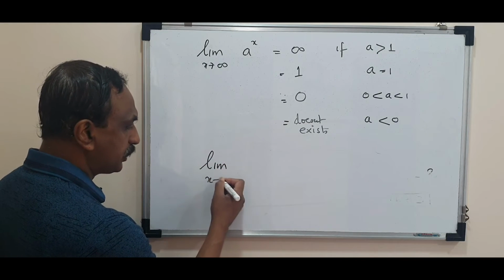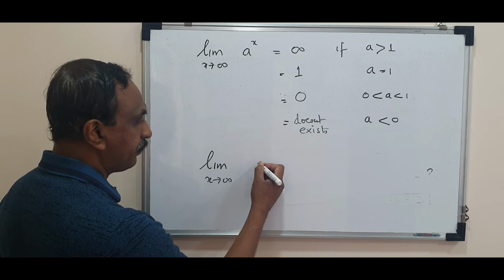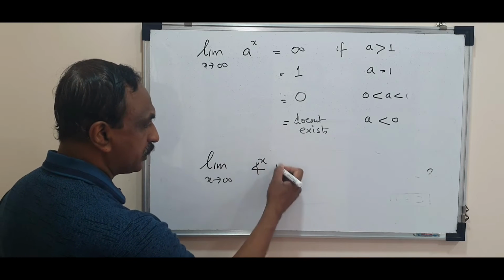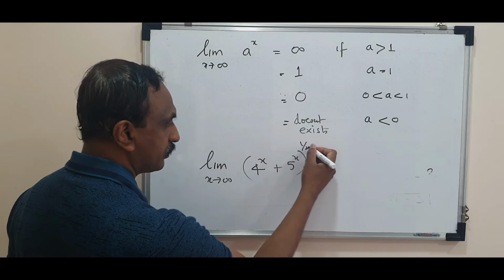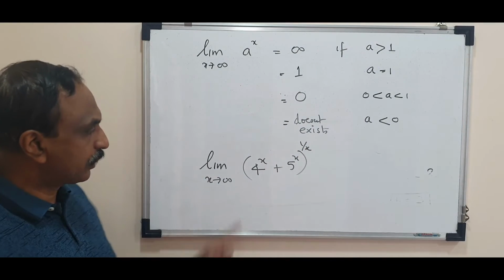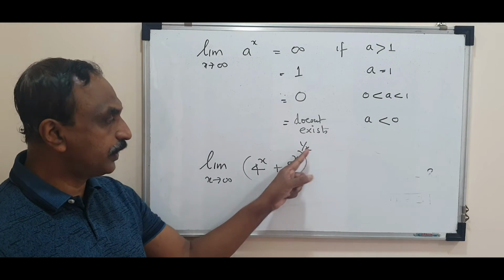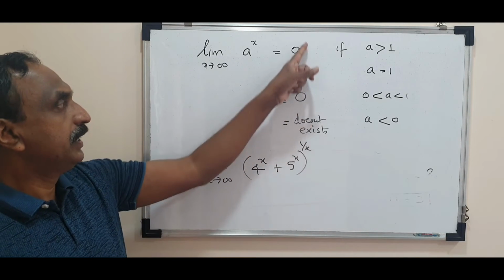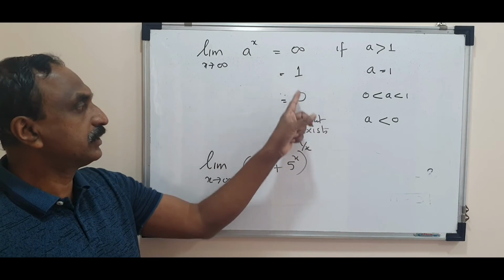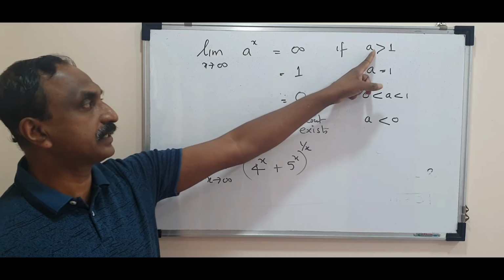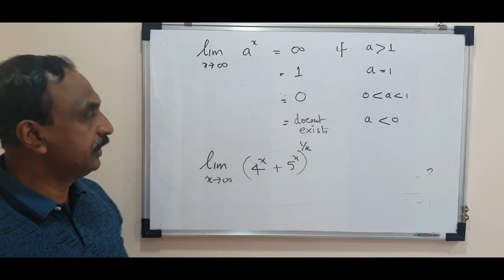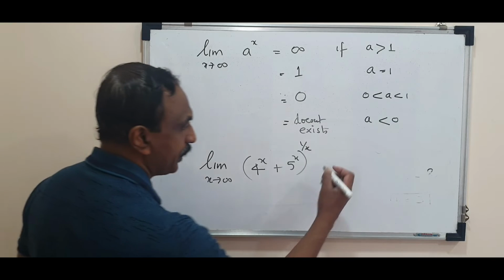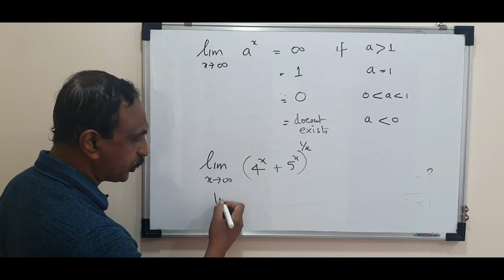Now let me ask you to calculate this. The limit as x tends to infinity of 4 raised to x plus 5 raised to x, the whole raised to 1 by x. Remember, a perfect value will arise only if the number is greater than 1, it will be infinity. If the number is between 0 and 1, then only it will be 0. So what I'll do is, I will take 5 raised to x common.